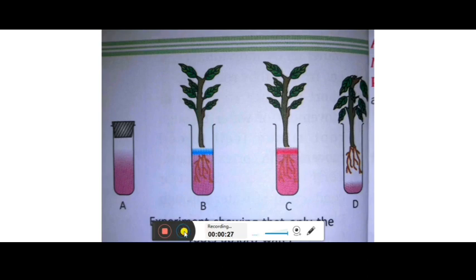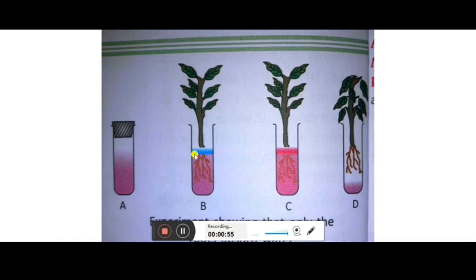Activity 1 is there to show that only the roots absorb water. Here, 4 test tubes have been taken. In the first test tube, the water is filled and the cork is put on, so the evaporation does not take place. In beaker B, 3/4 amount of water is filled, and there is one twig of balsam plant.